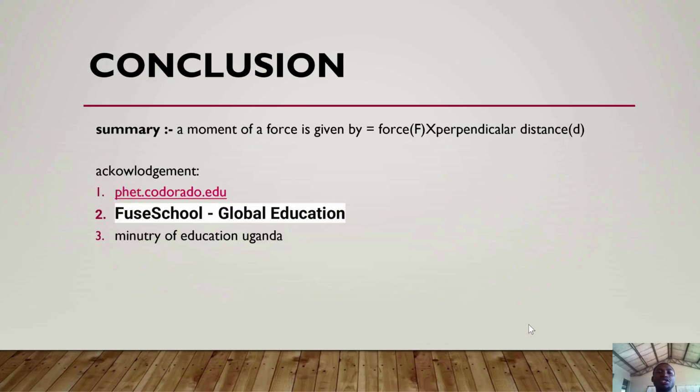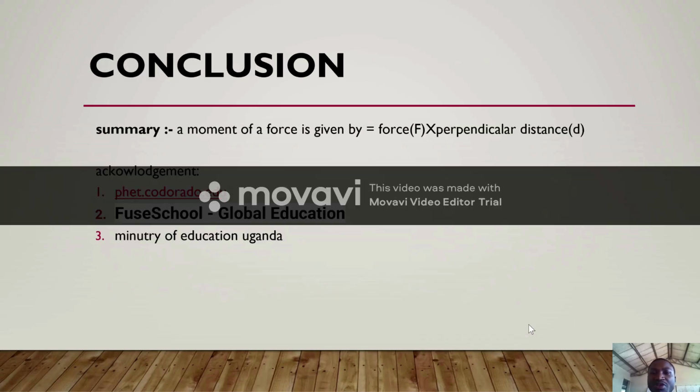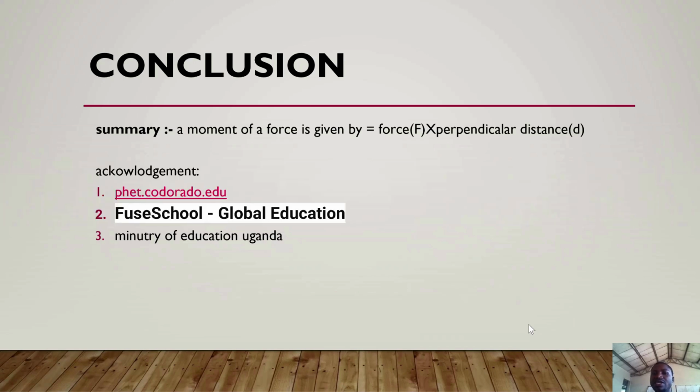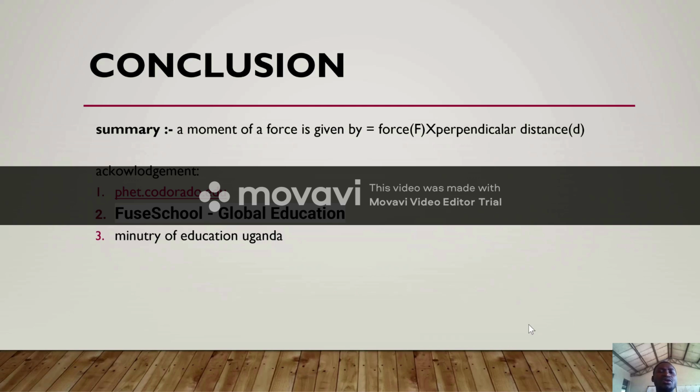And in conclusion, I want to say that the moment of a force is basically the product of force and the perpendicular distance. Please take note that the distance should be perpendicular. If it is not perpendicular, that is work done. But if the distance is perpendicular, that is a moment. I want to acknowledge Fate.Quadrado, which I was using for the simulation.